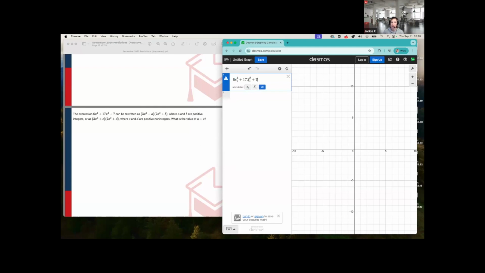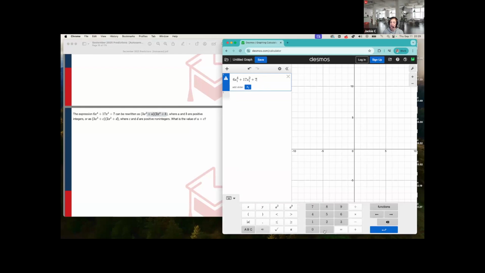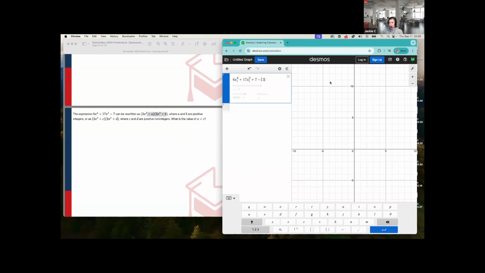And that's all going to be equal to, or rewritten as, 3x squared plus a, and so on. So I'm going to put a tilde in now because I'm making my regression. And let's go ahead and do that. So we have 3x1 squared plus a, and then we have 2x1 squared, and then plus b.